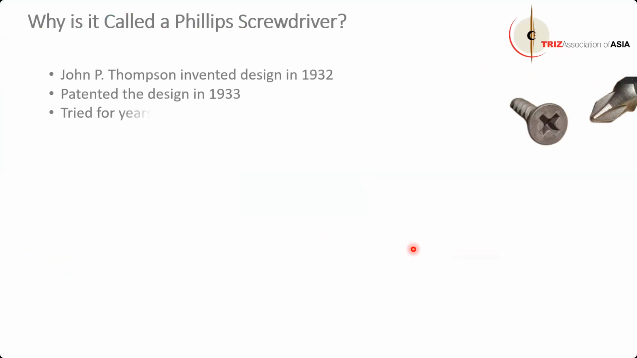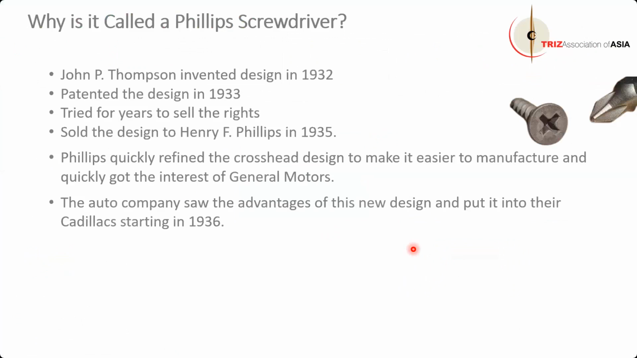Okay. The real story is that there was a person known as John Thomson. He invented this design in 1932. He patented the design in 1933 and tried for years to sell the rights. And in the year 1935, he sold the design to Henry Phillips. Okay, so who did it? Thomson, but the name was Phillips. So let's see what Phillips did and why his name came up, and nobody knows who John Thomson is. Phillips found it useful, but he understood that there is some lacuna within it.